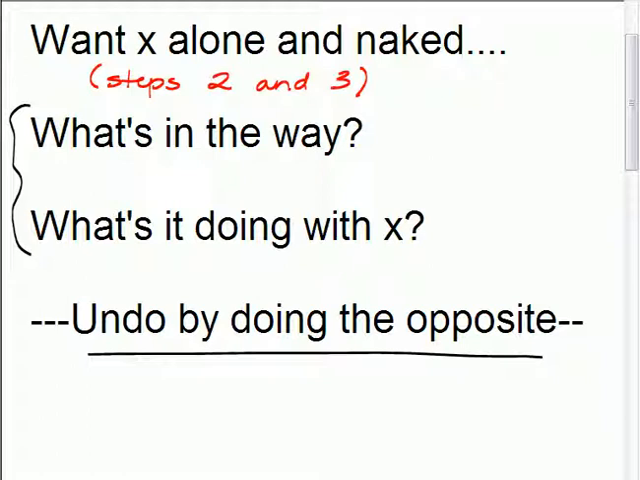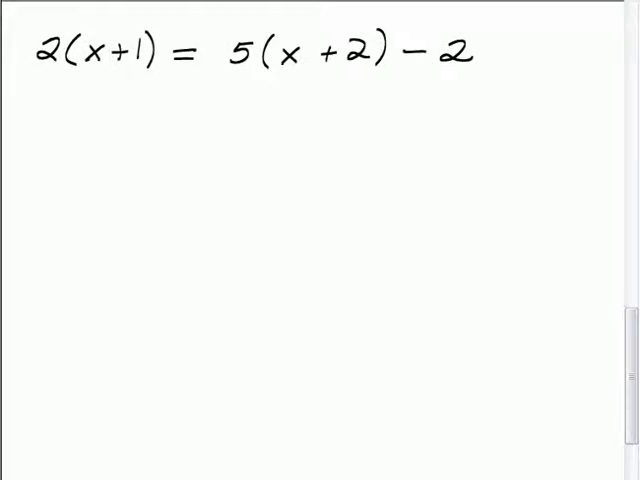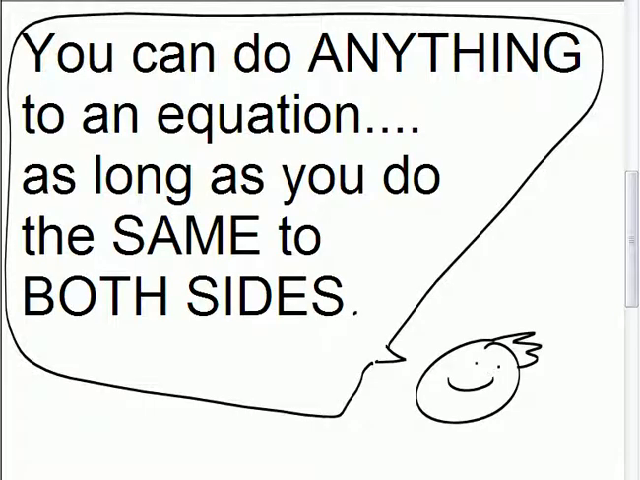And important: you can do anything you want to an equation as long as you do the same thing to both sides. So we're going to be using that all the time when we solve linear equations. If you do something to one side, you've got to do the same thing to the other side.